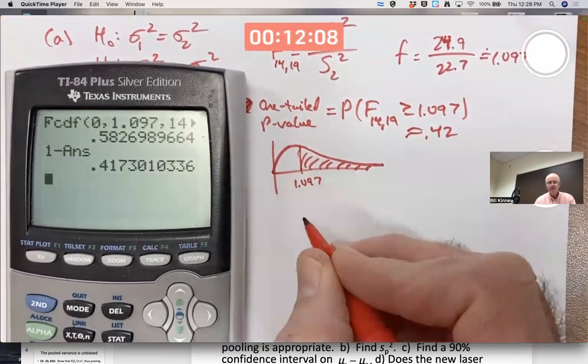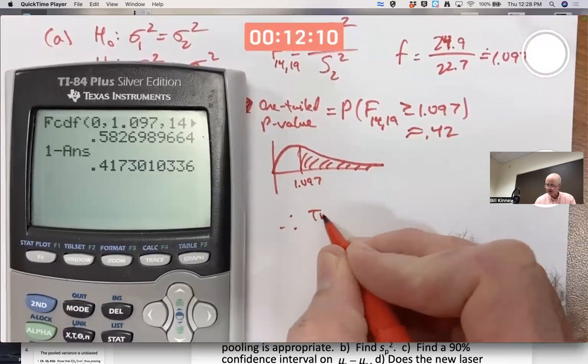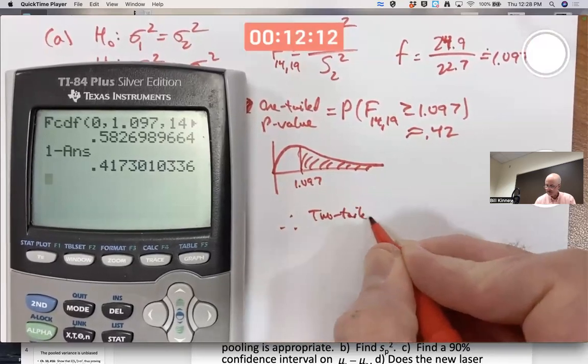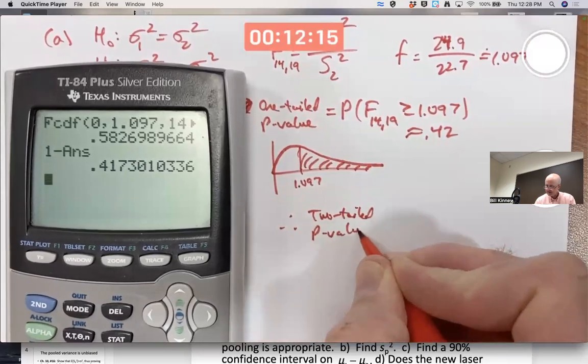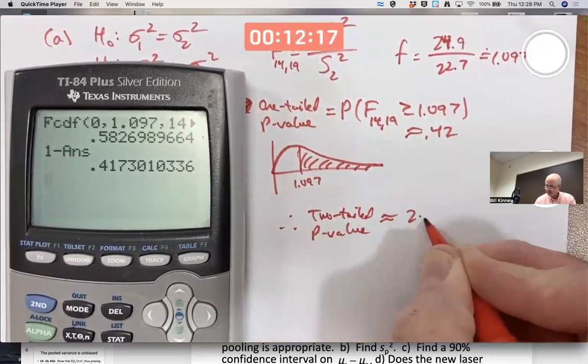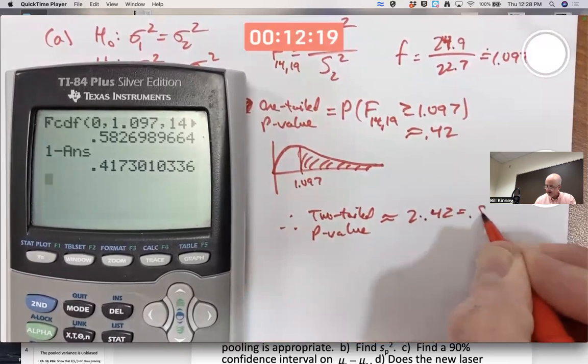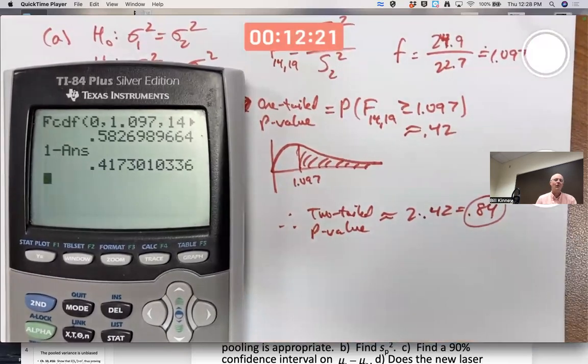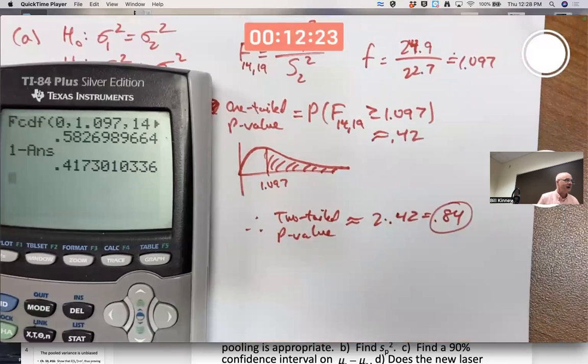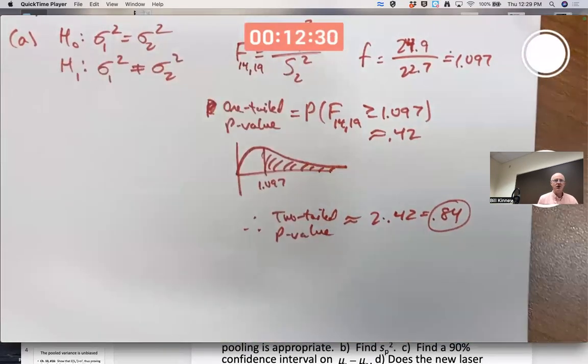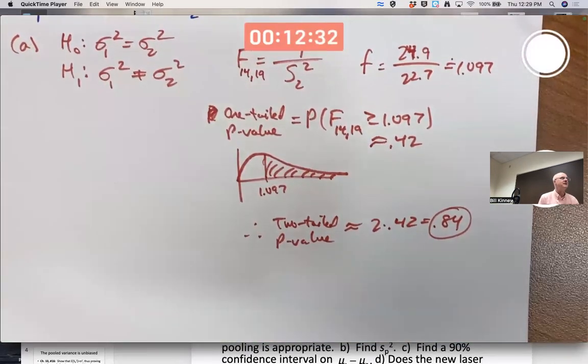And therefore, the two-tailed p-value is going to be approximately double that. 0.84. Way, way too big to reject the null, like we suspected. Do not reject the null. We do not have strong evidence against the assumption that the null is true.